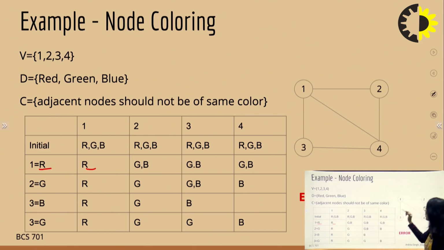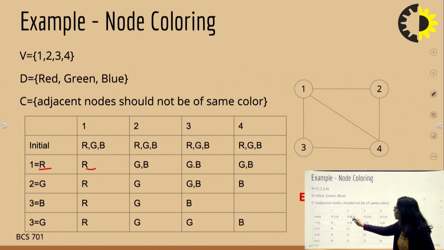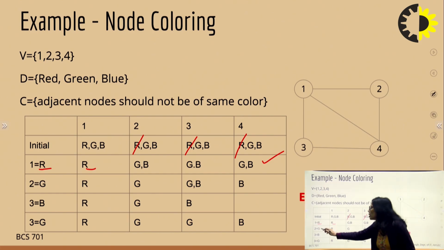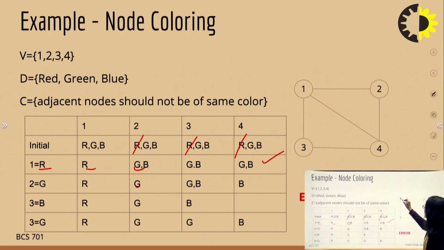Now, when my one node is red, 2 cannot be red because 2 adjacent nodes cannot both be red. So I have removed red from 2, 3 and 4, because 1 is connected to all of these nodes. So here I have got this. Now, in the second iteration, I have chosen green for the second. So this is my red, and this is my green.